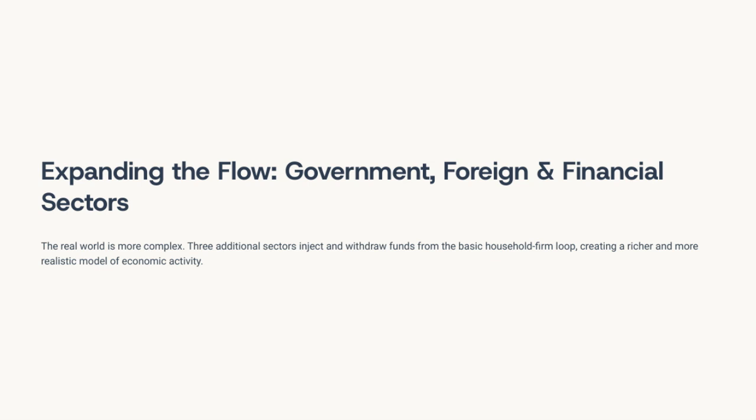The government, for example, collects taxes and spends on public services, which can stimulate or slow down economic activity. The foreign sector involves exports and imports, goods and services traded across borders, that also affect the flow of funds. And then there's the financial sector, which includes banks and other financial institutions. They facilitate savings, loans, and investments, helping to allocate resources efficiently. By expanding our flow to include these sectors, we gain a much richer and more realistic understanding of how the economy actually operates. It shows that the basic household firm loop is just part of a bigger, more interconnected system.